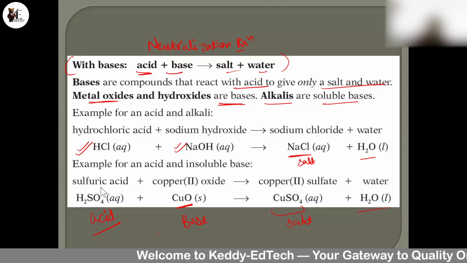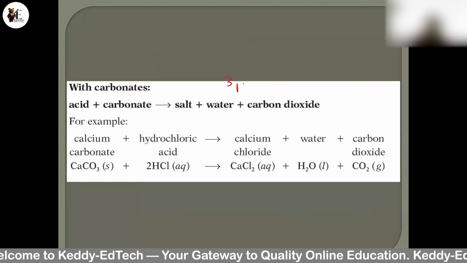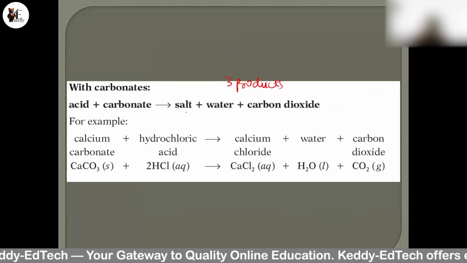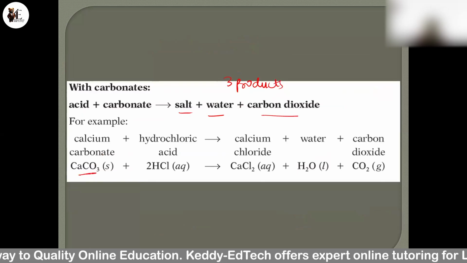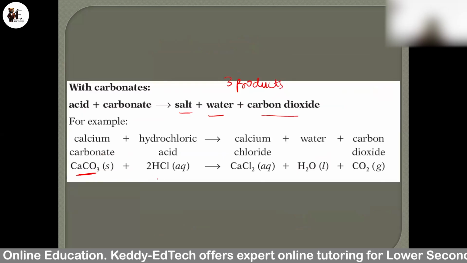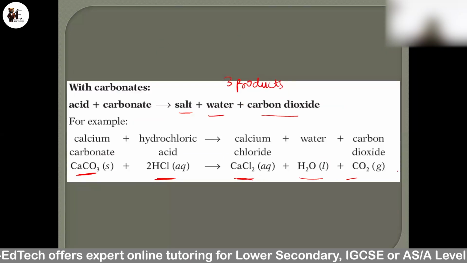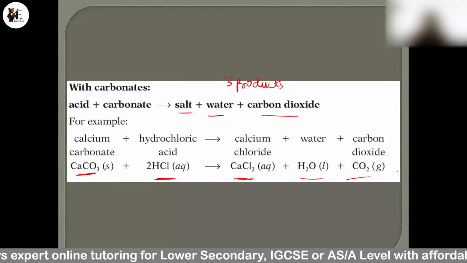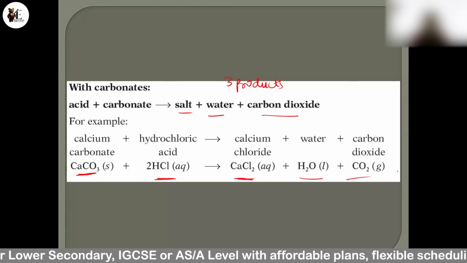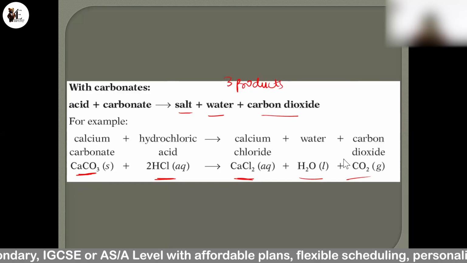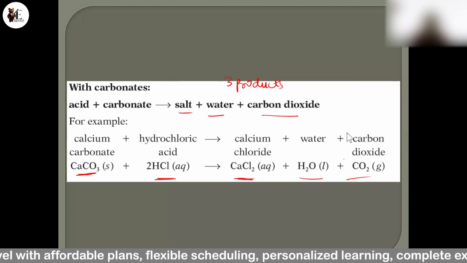Okay, now what happens with carbonates? What happens when acid reacts with carbonates? We have three products. Always remember we have three products: salt, water, and carbon dioxide. Example, write down the example. This is your carbonate, calcium carbonate. When it reacts with acid, we have salt, calcium chloride, water, and carbon dioxide. Always remember when acid reacts with carbonates, you get salt, water, and carbon dioxide. These reactions are very important. Write it down.